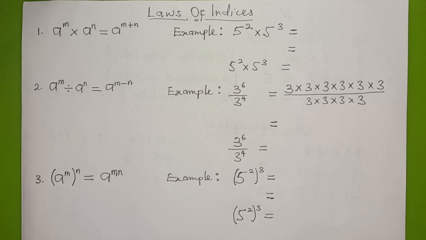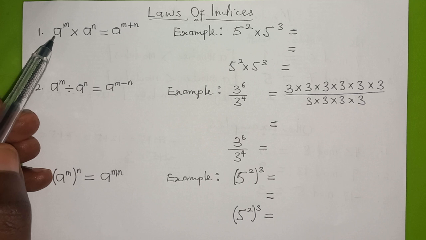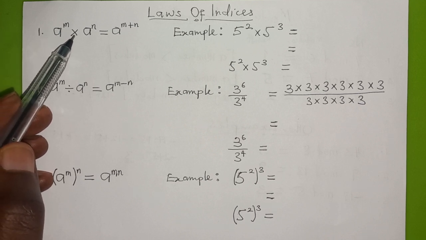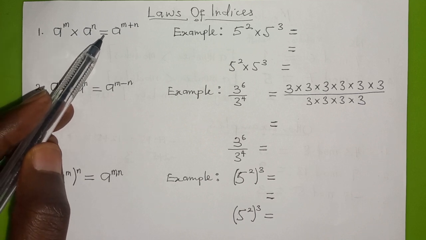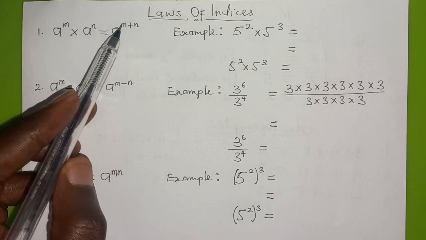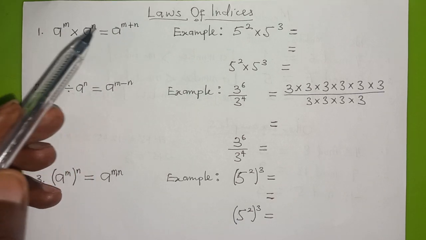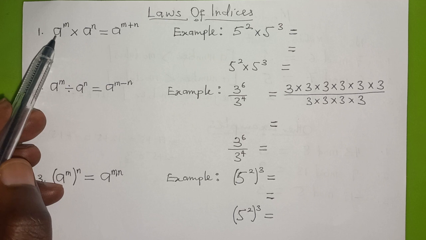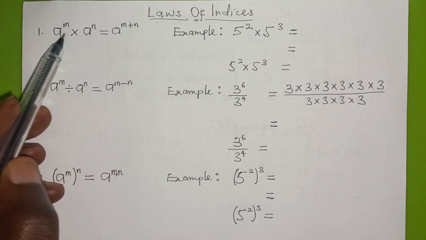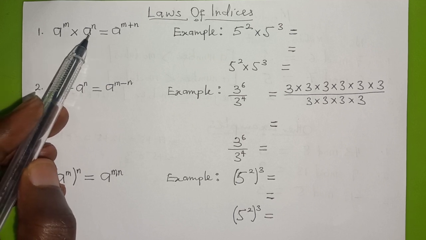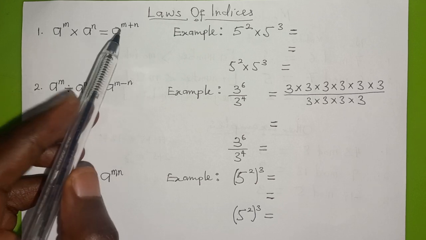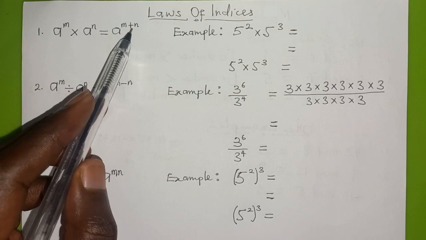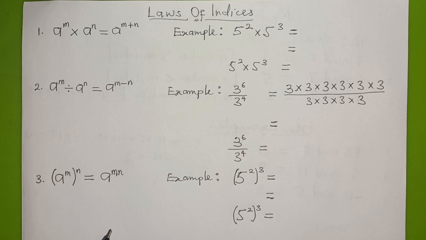The first law of indices is saying that a raised to the power m times a raised to the power n is equal to a raised to the power m plus n. What that simply means is that anytime at all two numbers are multiplying which are the same, then their powers are always going to add. All right, so let's solve an example to that effect to get the basic understanding of this.